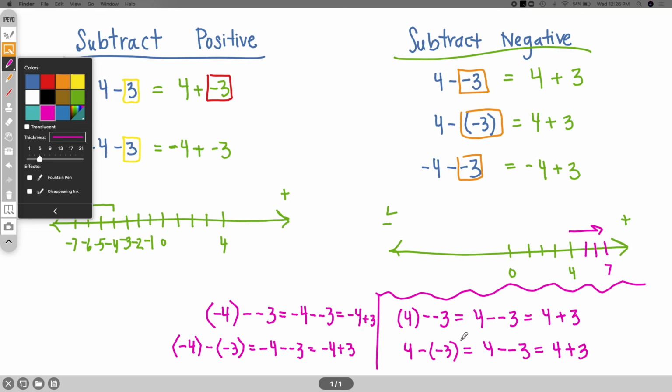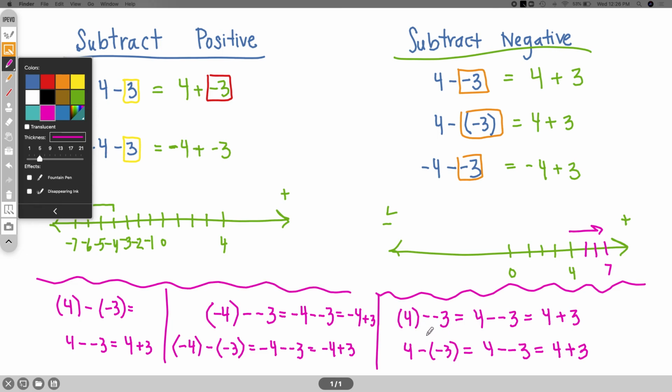I think that's covered all the cases. I think one more case would be if you had 4 minus a negative 3. That would also be 4 minus a negative 3, and then that would be the same as 4 plus 3, right? There's just some ways that you could see it written. Okay, they all mean the same thing, so don't get too scared of any parentheses that are included.